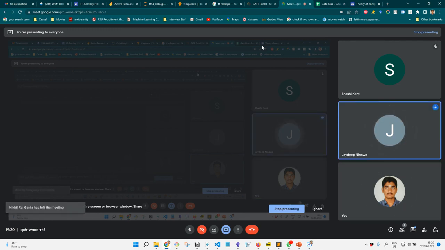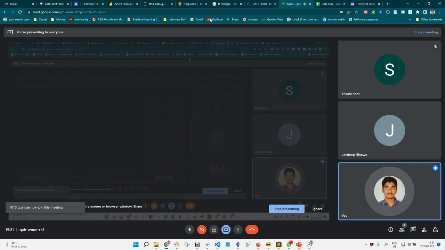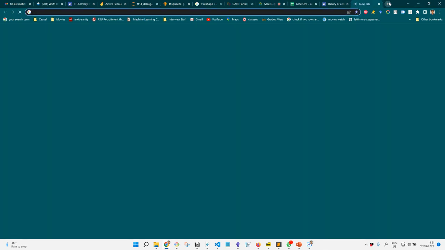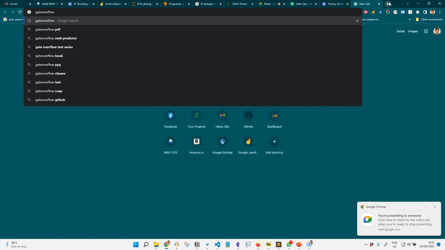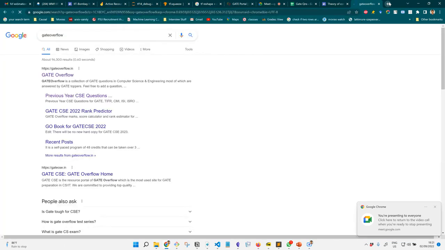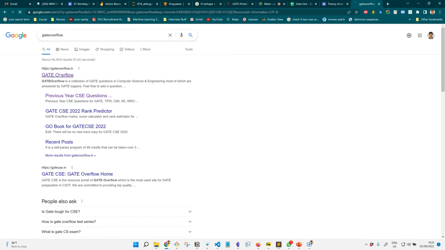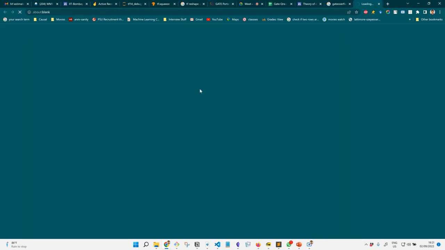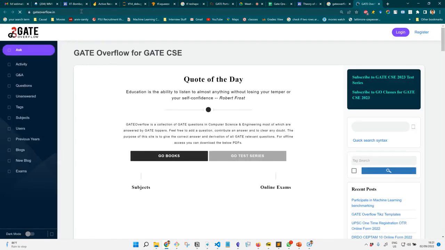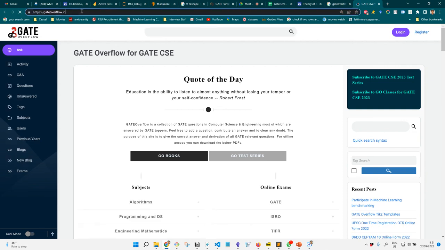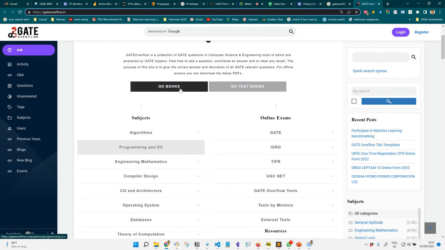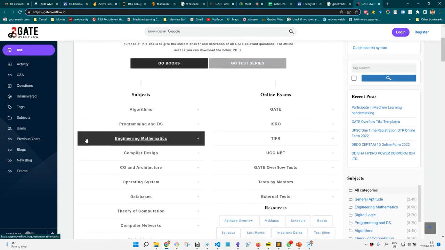Sir, in the GATE examination, we have to develop our problem solving skill. So, what book do we refer? I would suggest previous year questions. Are you aware of this website GATE Overflow? Yeah, GATE Overflow is a very mature resource. I would say this is a boon for students who prepare for GATE in the computer science stream. It is GateOverflow.in. They also have a book and test series. This is a very good resource.